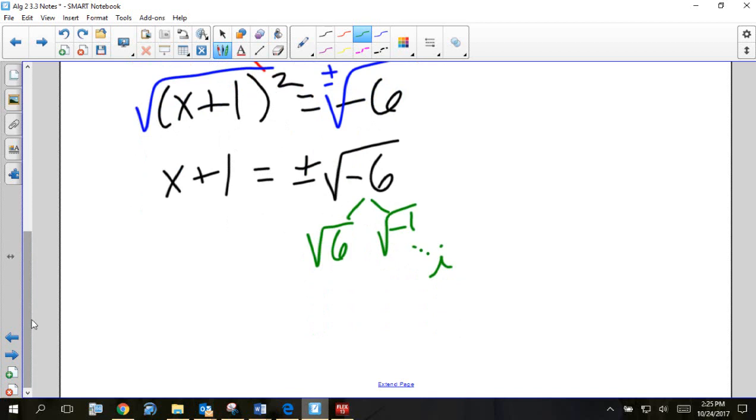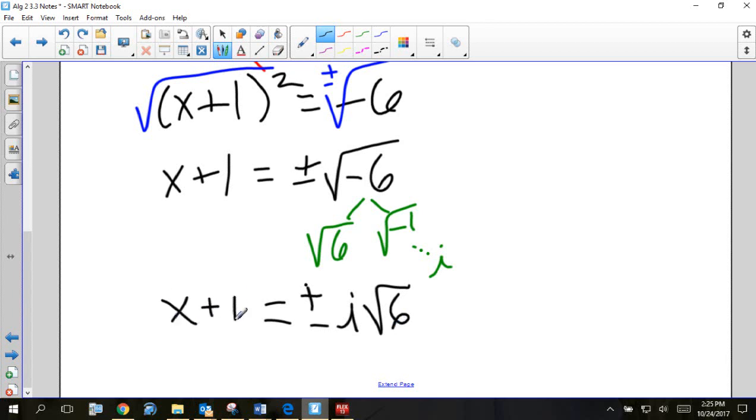So when I go to write this right side, you're going to have to write it as plus minus, and it's messy. You have to write the i in front of the radical. You always put the i in front of it. You don't put it after it. And then you'll have to subtract your 1 to get that to the other side also. Negative 1 plus or minus i radical 6.